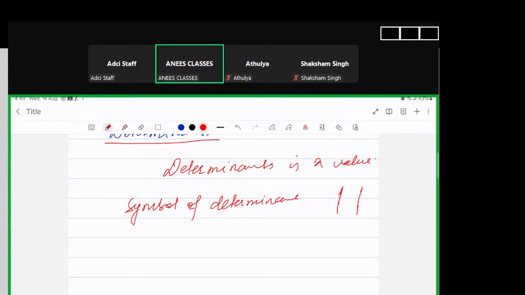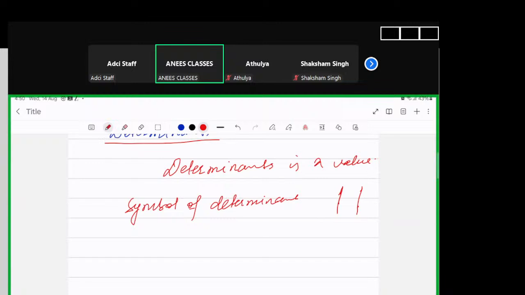When nothing is said about two vertical lines, it means it will be a determinant. When it is said that two vertical lines represent a modulus, you should consider it as a modulus. Modulus always gives 0 or more than 0 value. That is, modulus is a non-negative function. A determinant gives the algebraic value. That means determinant can be positive, can be negative, can be 0.